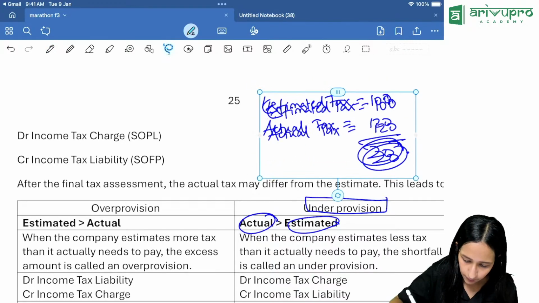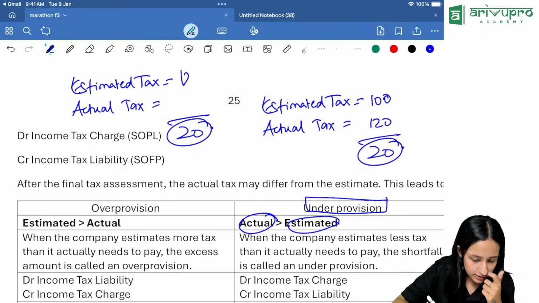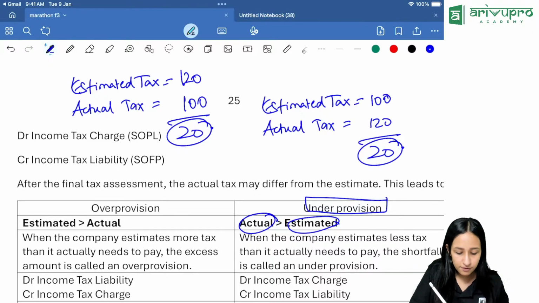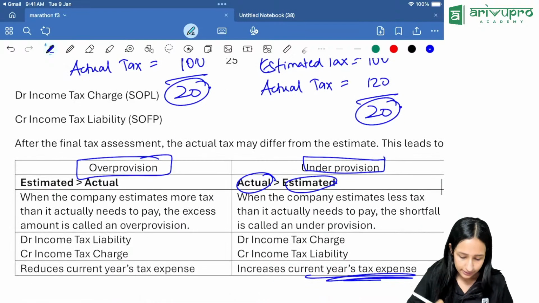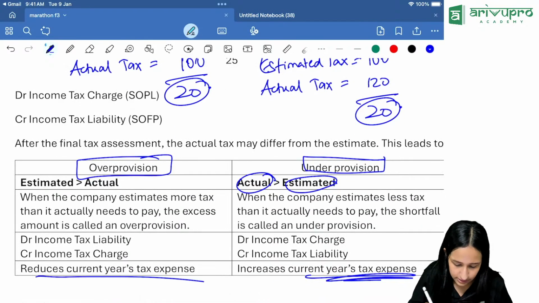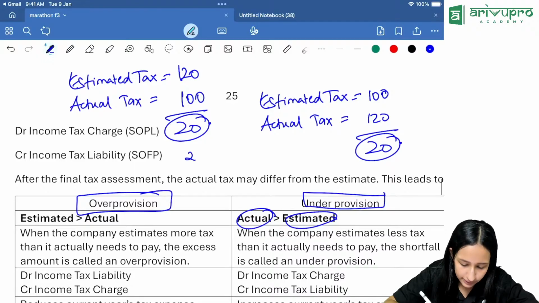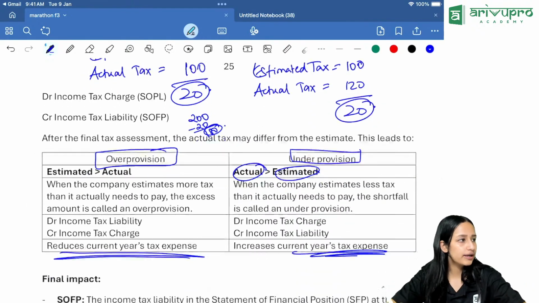Let's go to the exact opposite scenario. Now in this scenario, estimated is 120. We thought it's going to be 120, but it was only 100. So this is extra 20 remaining, right? You don't have to pay this 20. So that's why we have provided more than necessary. Necessary was 100, but then we provided 120. Then this year's current tax expense will be reduced. So let's say you have to pay 200 this year, then you don't have to pay this extra 20. 180 is what you need to pay. That way you'll get a refund. Got it? That is over provision and under provision.